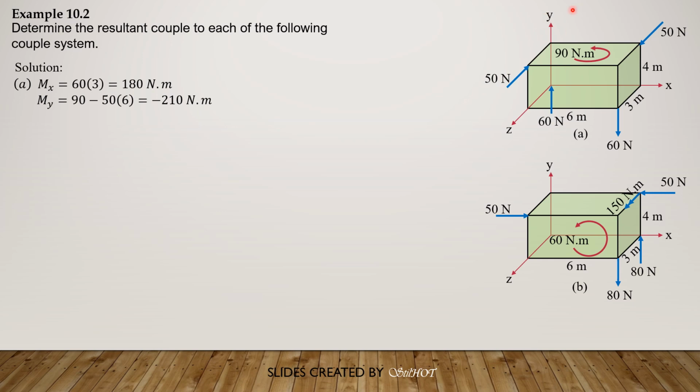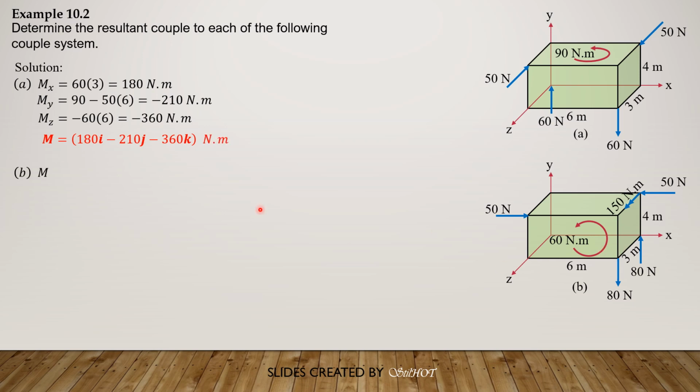Then moment about the z-axis, this is the positive sense. These two couples are not involved because they are about the y-axis. Since the positive sense is in this direction, it is simply negative 60 times 6. So M about z is negative 60 times 6, which is negative 360 Newton meter. Therefore, the couple system is equivalent to 180i minus 210j minus 360k Newton meter.